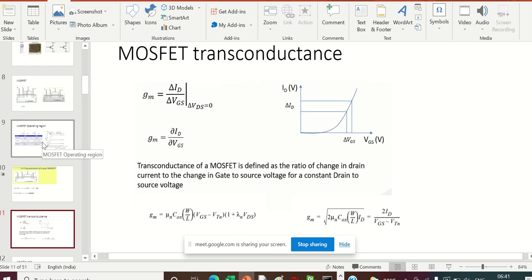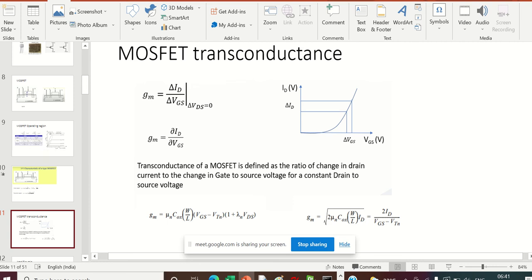One of the important behaviors that we have of a MOSFET is transconductance. What is transconductance? We should understand it very nicely. Transconductance is that behavior because of which voltage is getting converted to current. Our input to the MOSFET is a voltage.